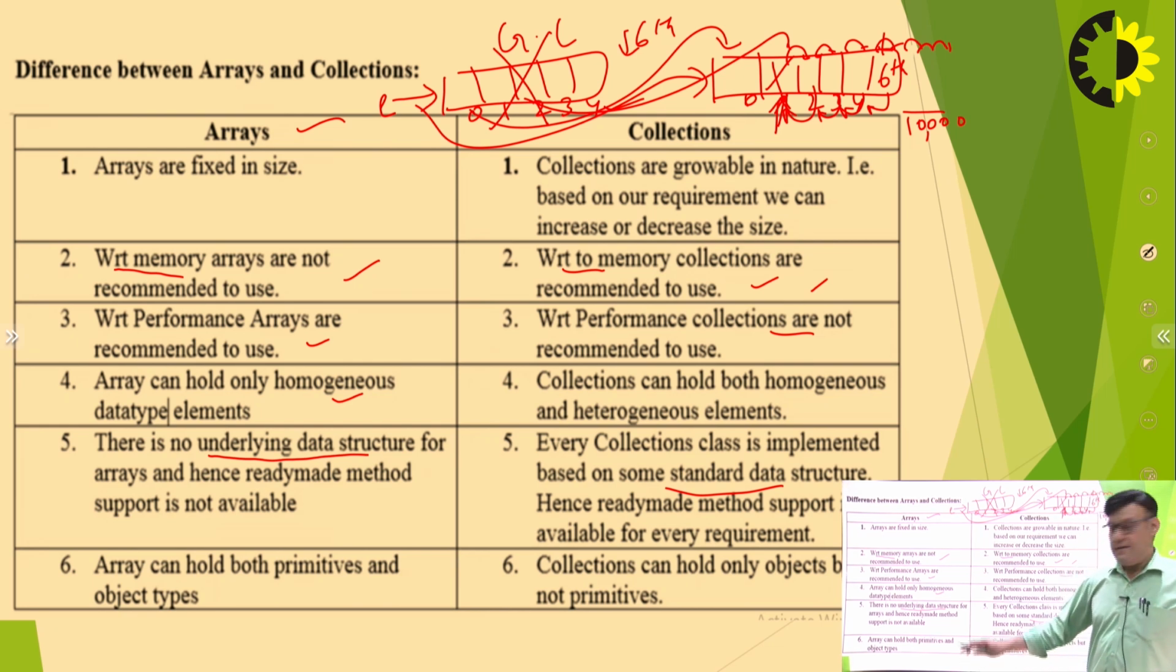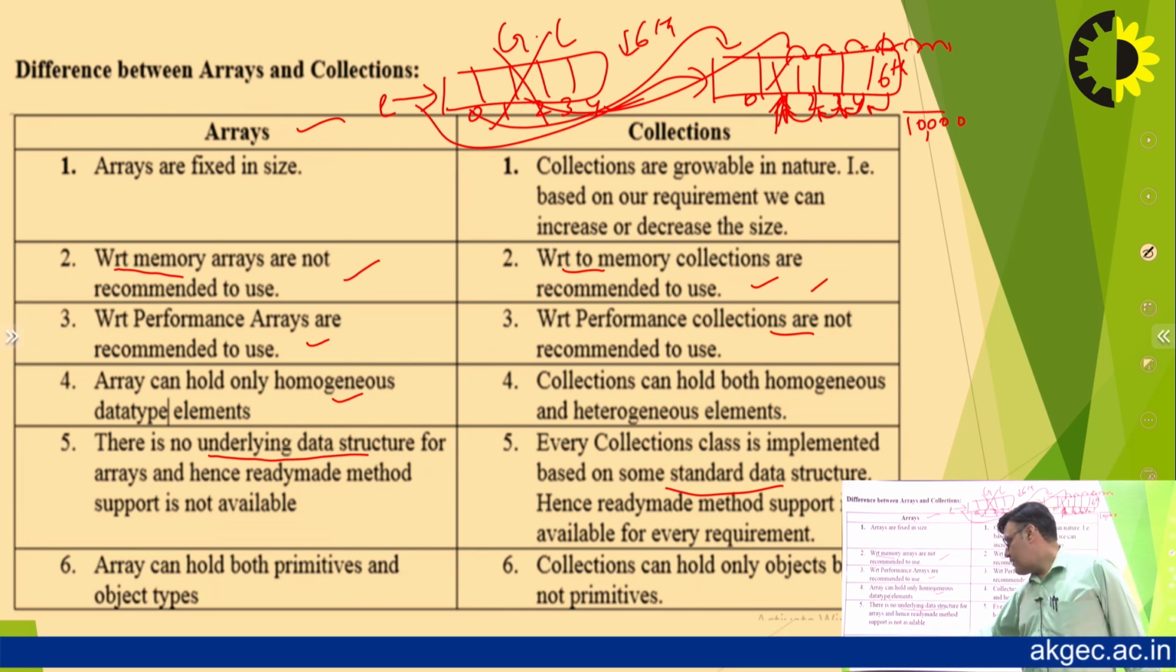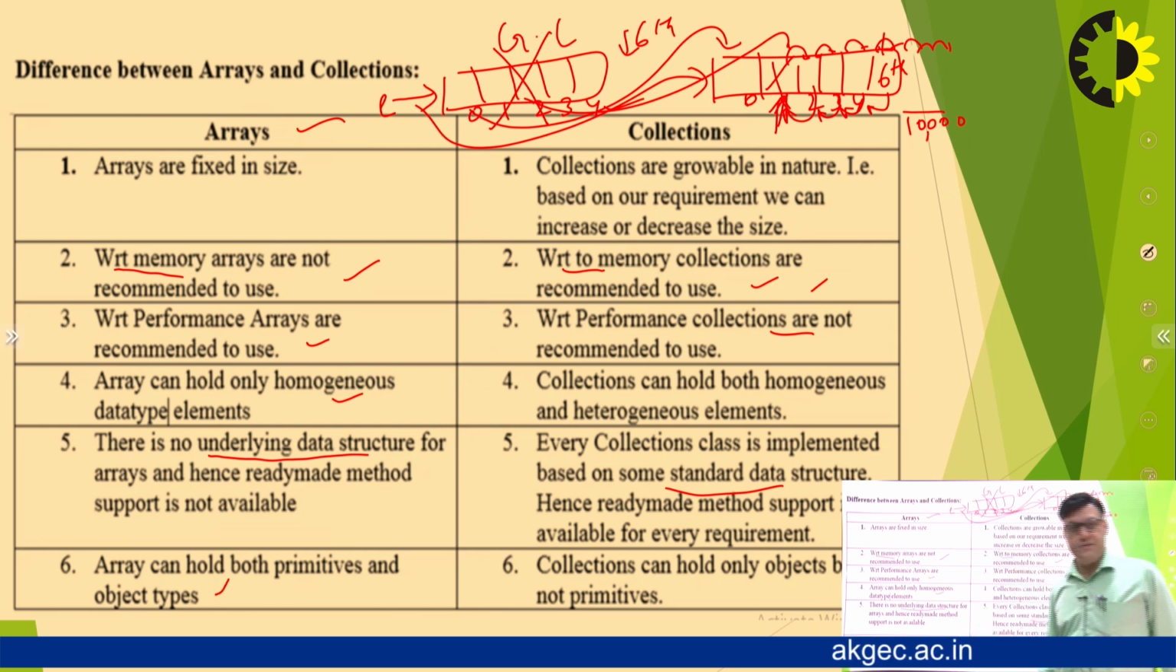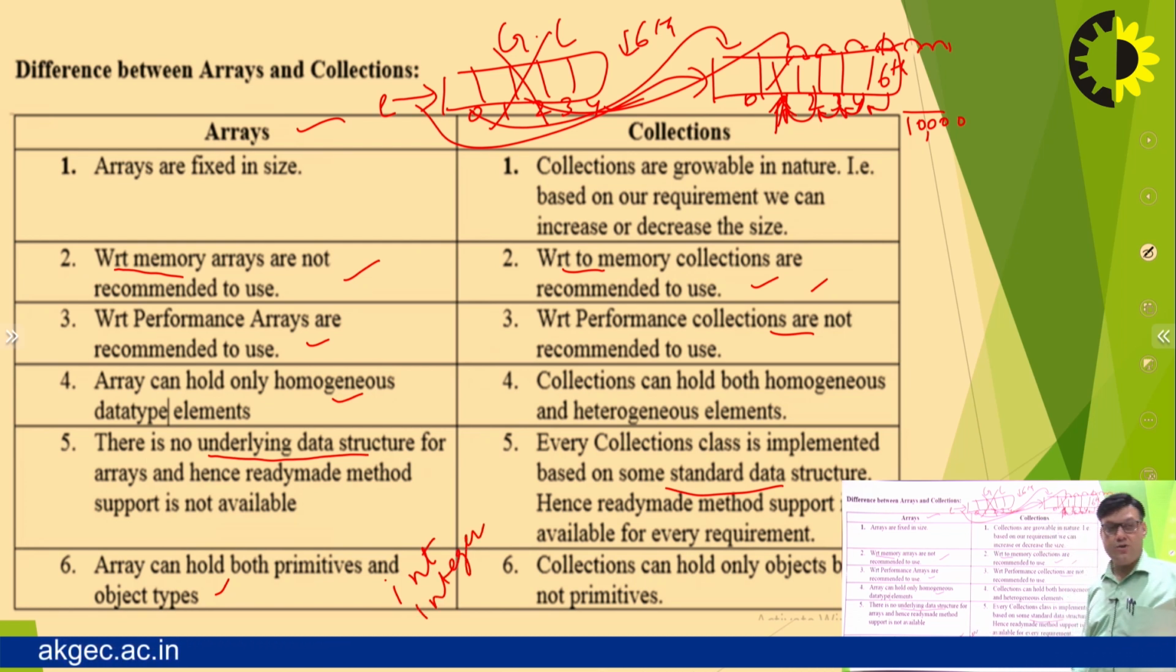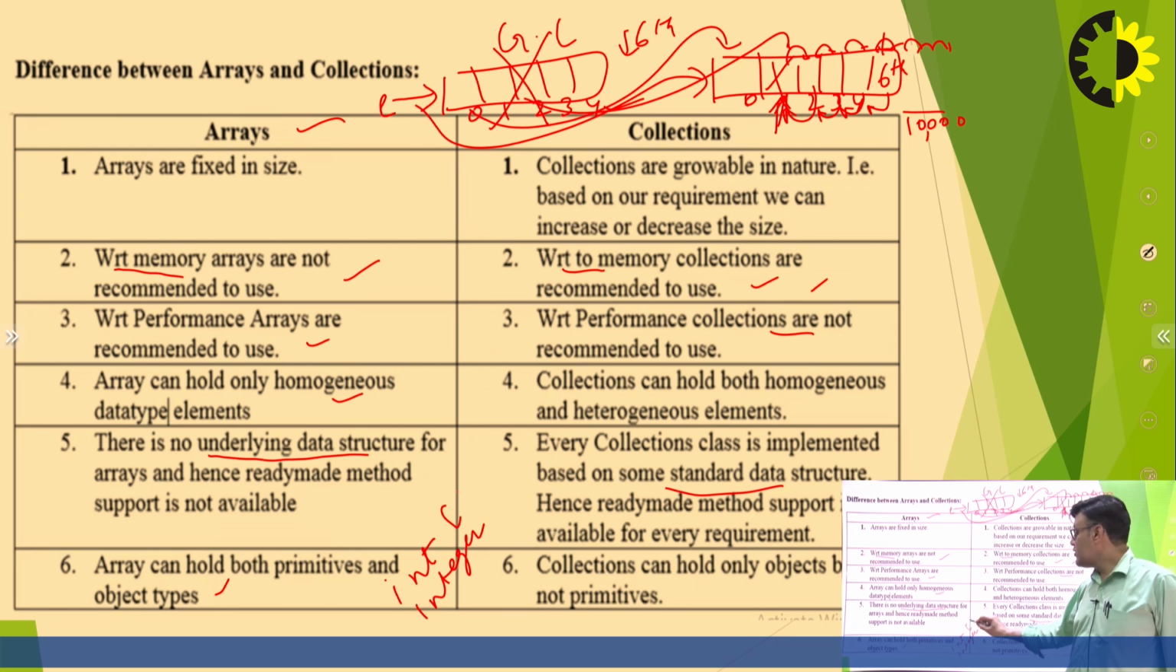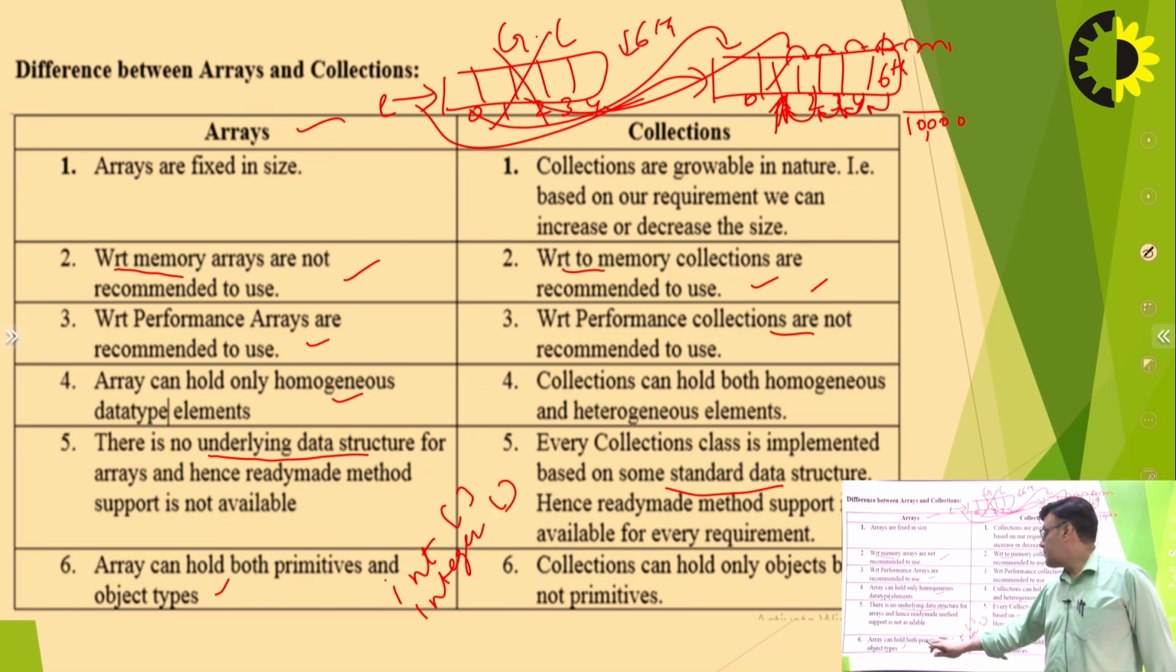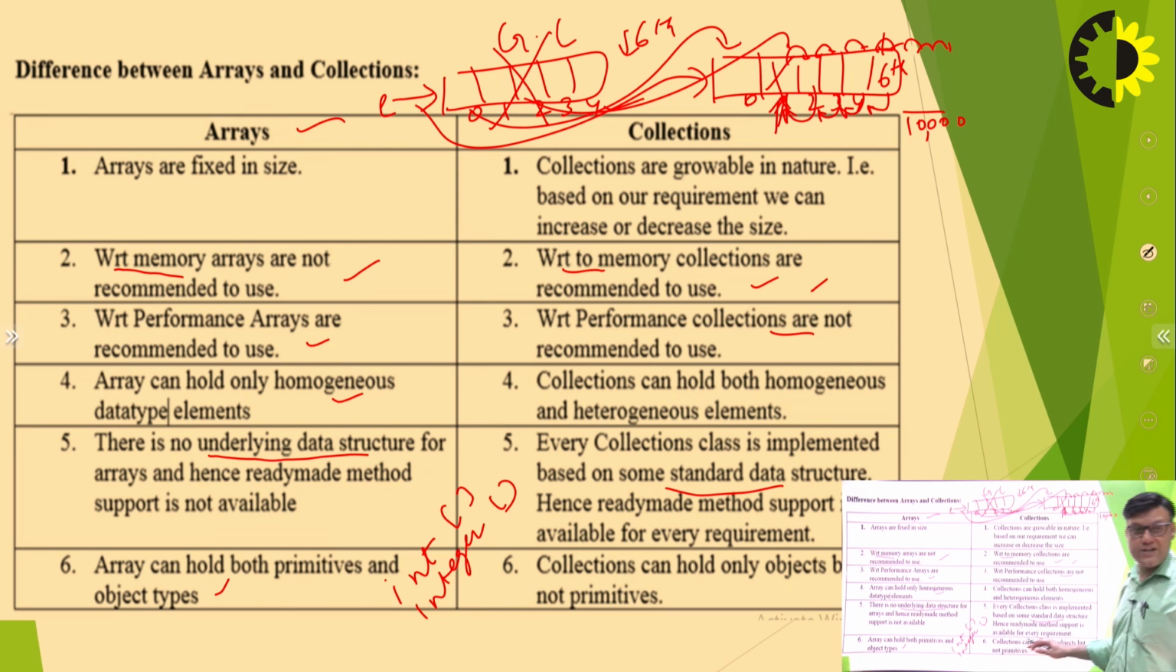Okay, array can hold primitives and object types. We have already seen in array, for example, it is used to hold int, also integer object. Array can be used to hold both primitives and object types, but in collections it can hold only objects, not primitive. So these are some differences which I have pointed out before going forward.